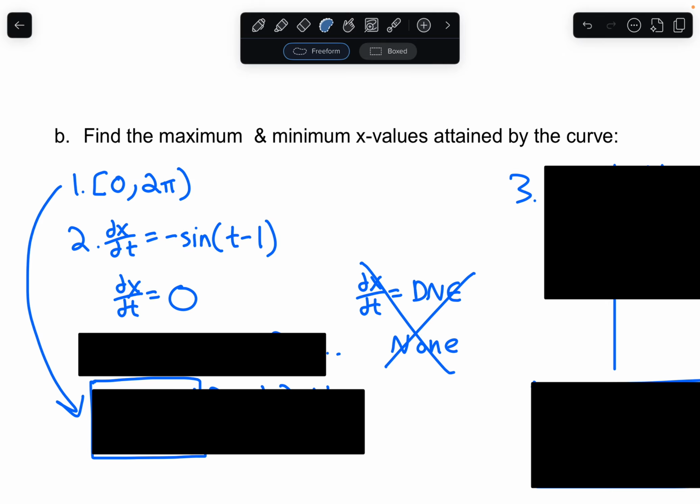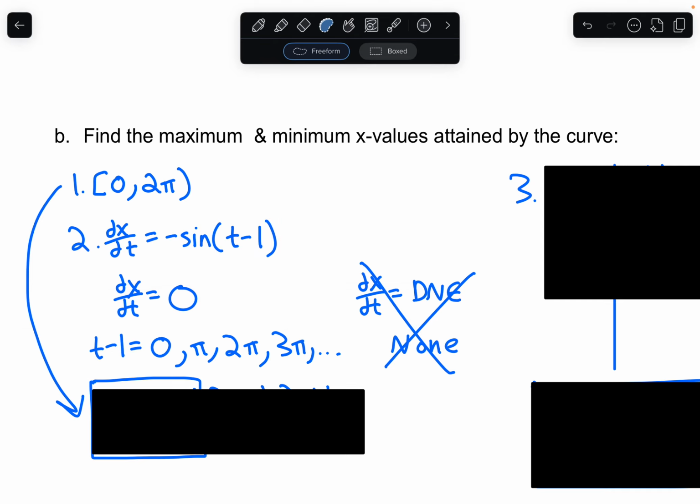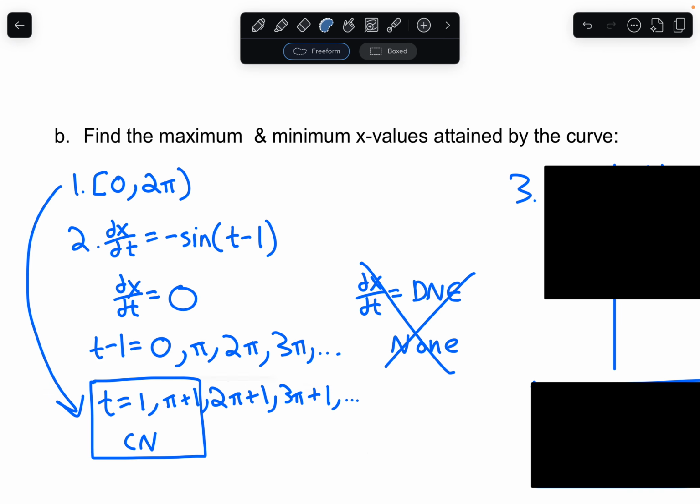Again, sine is going to always exist. Setting this equal to 0. So where is sine equal to 0? So what angles is t minus 1 going to be? So 0, pi, 2 pi, all the pi's, etc. And now I have to add 1 to all of those. And so I get 1 and pi plus 1.